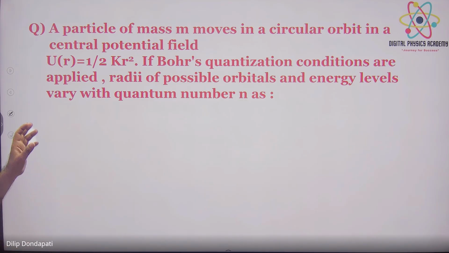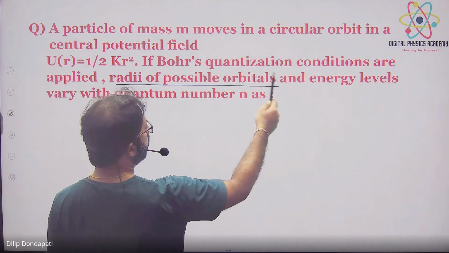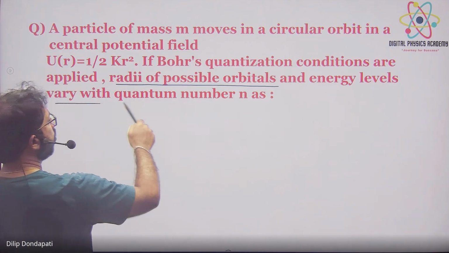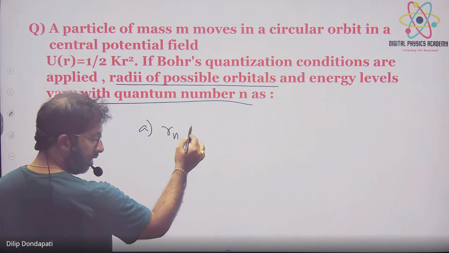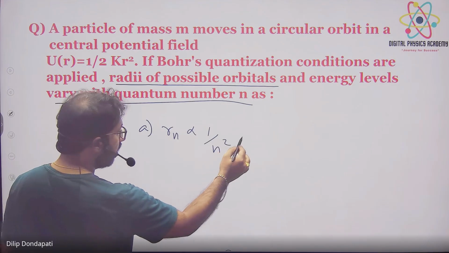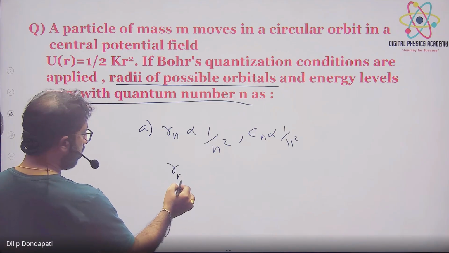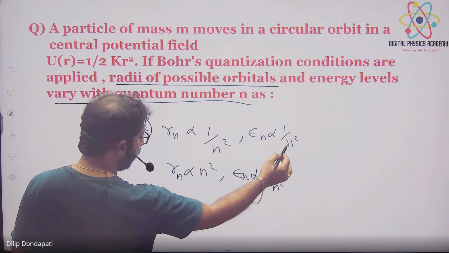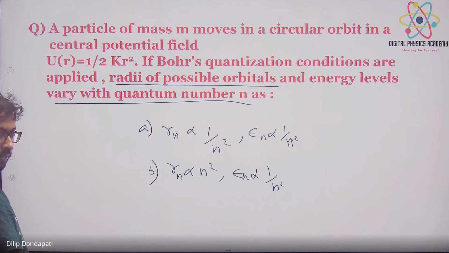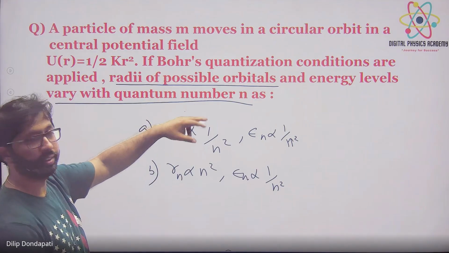He has given potential energy versus r distance and so on. He is telling that the radius is proportional to possible orbitals and energy levels vary with quantum numbers. What is the relation with n? The options: radius of n shell is proportional to 1 by n square and En is proportional to 1 by n square; or radius is proportional to n square and energy is proportional to 1 by n. Right. What is the relation of the radius with the quantum number?